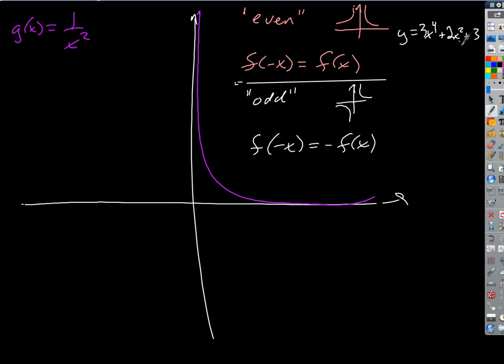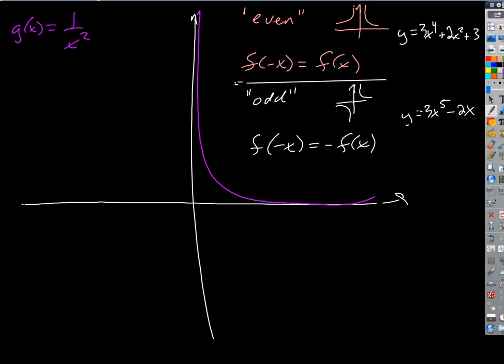Odd symmetry would be a polynomial, for example, like y equals 3x to the 5th minus 2x. There I've got an x to the 5th and an x to the 1. The exponents are only odd, and so it's going to have rotational symmetry about the origin, guaranteed. Okay, that's where those names come from. Well, which one does this have? We could just run a test and see.